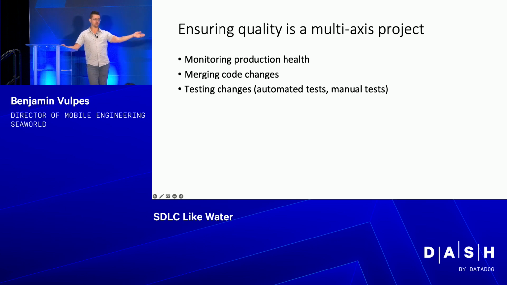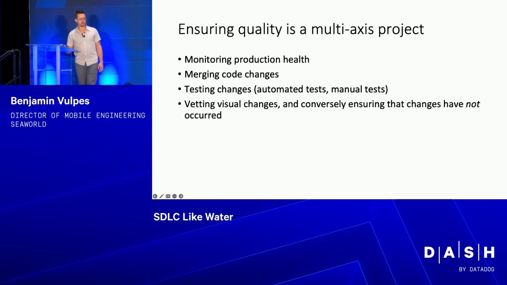Directions. You're in point A, you need to get to point B. I would love to sit down with you for a week and a half and figure out what tests we're going to write and what assertions we're going to make about that. And then vetting visual changes, and conversely, ensuring that changes have not occurred.